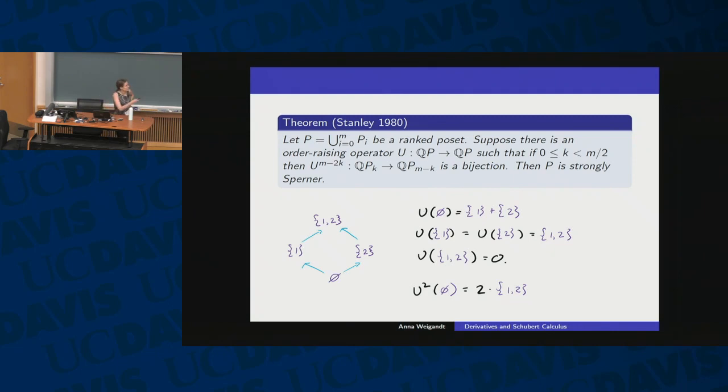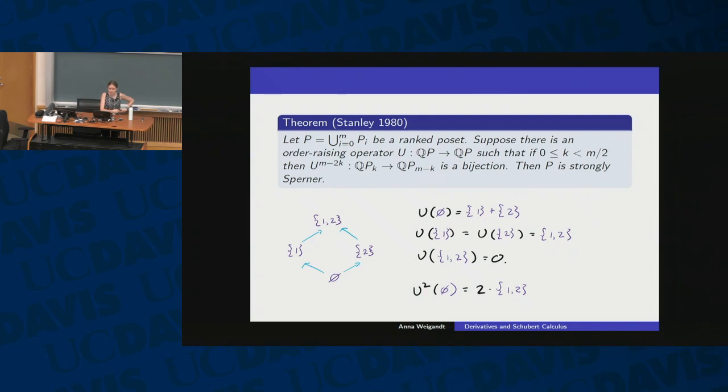So what Stanley is saying is if we have this ranked poset where we're decomposing it in terms of its rank levels, suppose that we have this order raising operator. So we're thinking of formal spans of the elements in our poset, so thinking of some formal vector space where our poset elements are a basis. So an order raising operator is just a linear transformation where it takes things from one level to linear combinations of things in the next level up. And we're only allowed to have non-zero coefficients if there's an honest-to-goodness covering relation in our poset. So it's a linear transformation that carries some information about the poset.